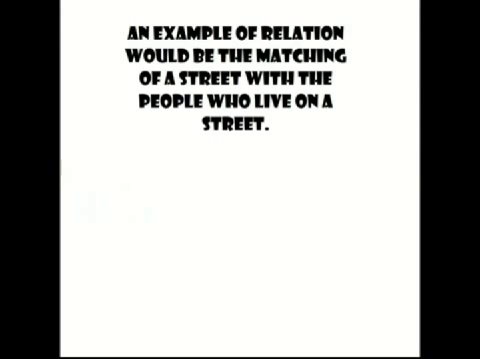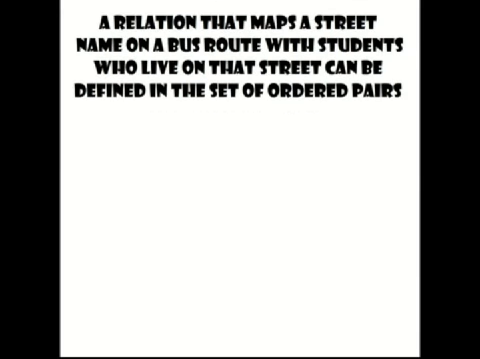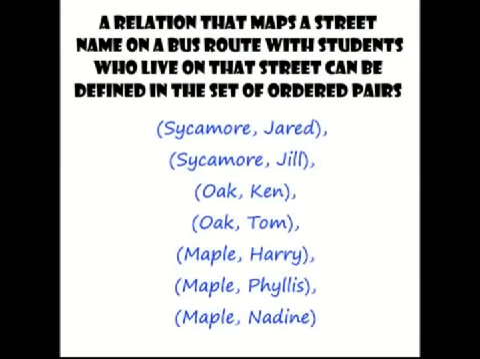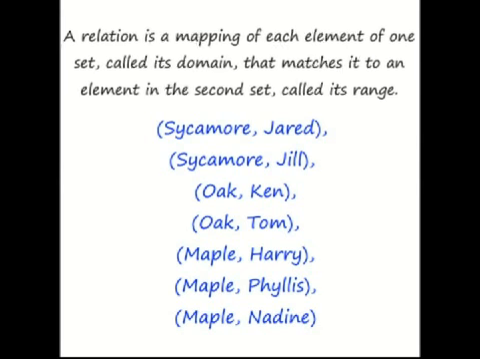An example of a relation would be the matching of a street with the people who live on the street. A relation that maps a street name on a bus route with students who live on that street can be defined in a set of ordered pairs. For instance, Jared and Jill both live on Sycamore. Ken, Tom, they live on Oak. And Harry, Phyllis, and Nadine all live on Maple.